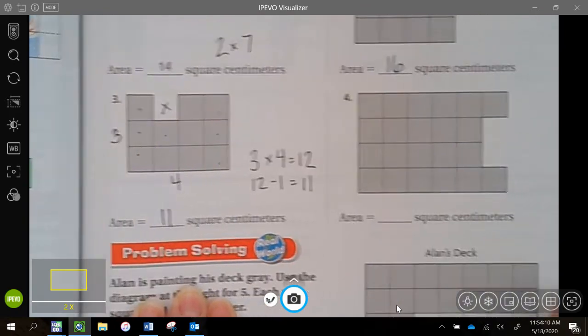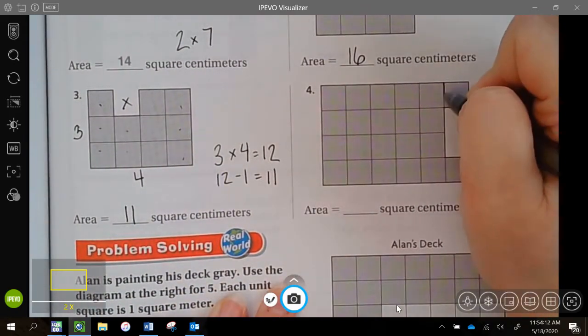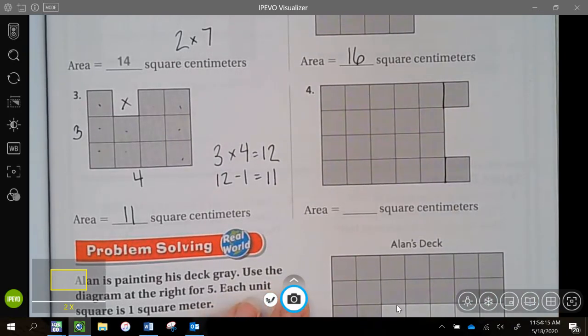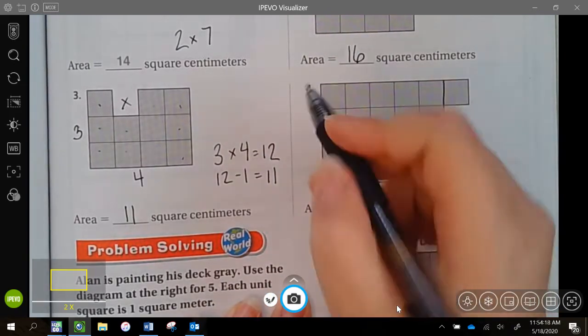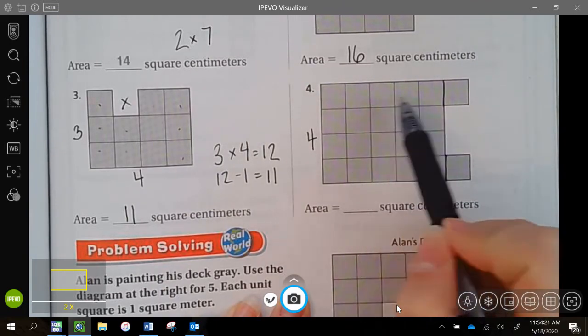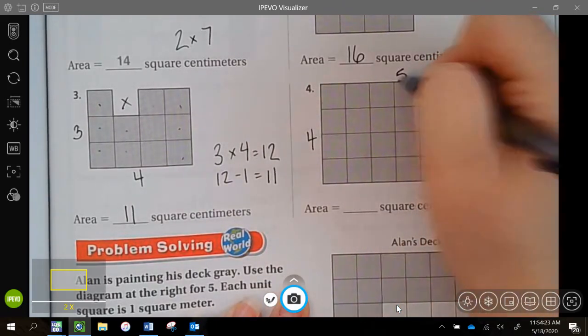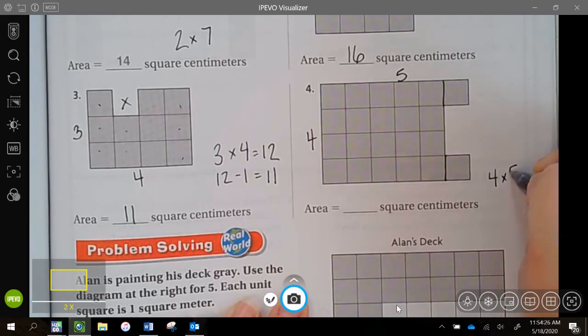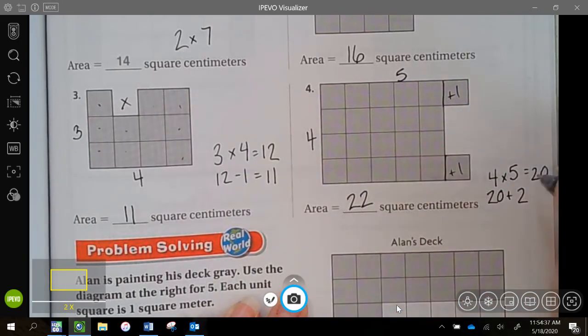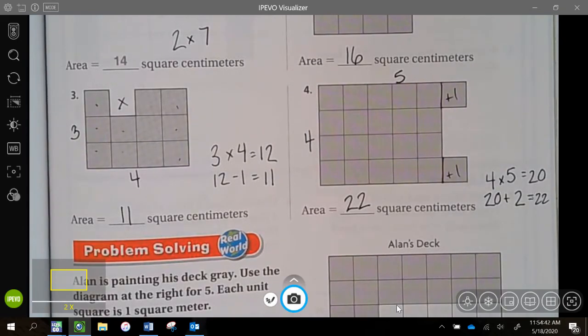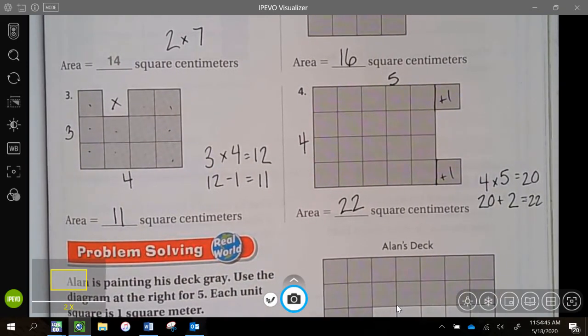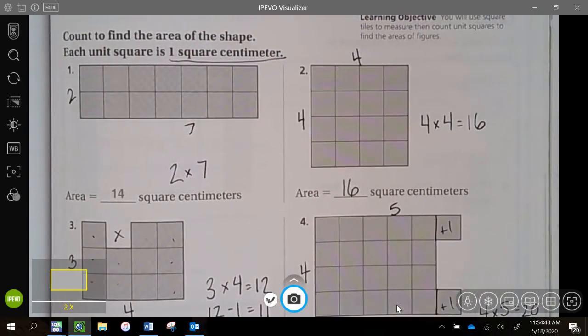Awesome. We could do it on this side and just add these extra boxes, couldn't we? So here we have 1, 2, 3, 4. And 1, 2, 3, 4, 5. Okay, we know that 4 times 5 is 20, and then we have to add 1 and add 2. So 20 plus 2 gives us 22. Okay, so that is how we do area when we have different units like centimeters and inches.